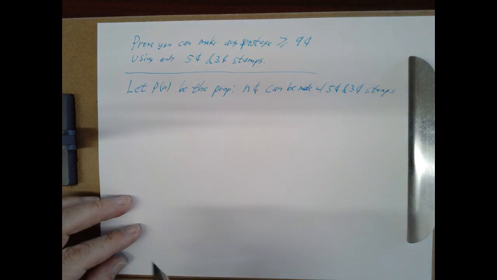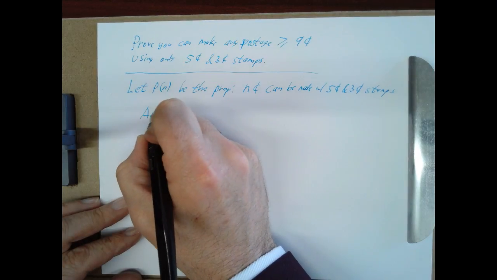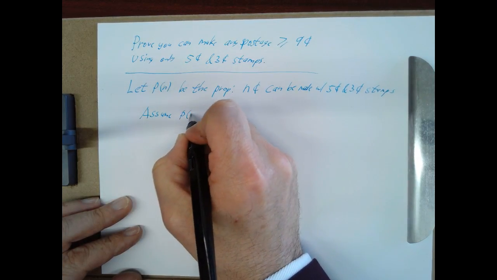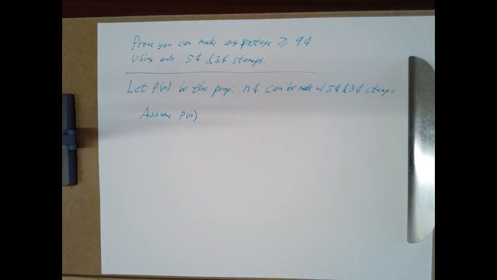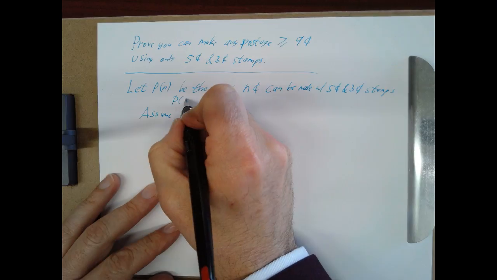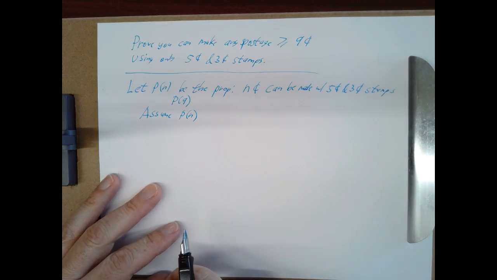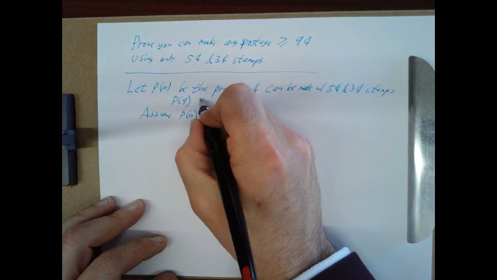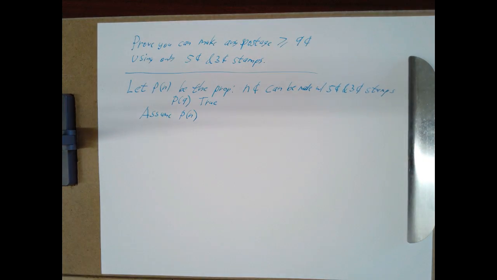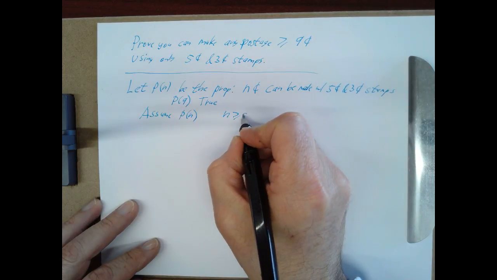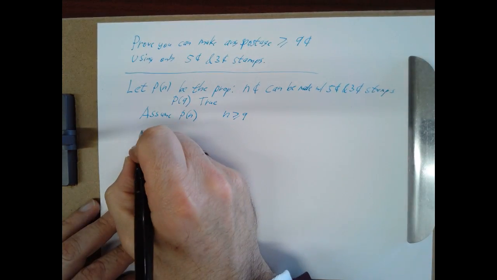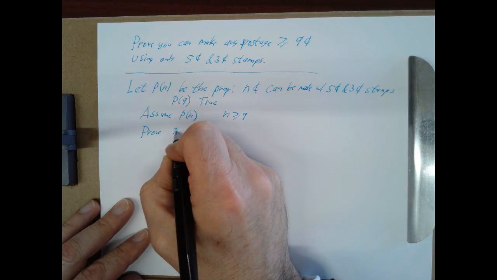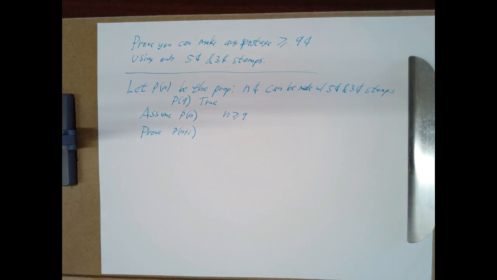So assume P of n. Well, first we need a base case. P of 9 says we can make 9 cents postage using 3-cent and 5-cent stamps, and that's obviously true. We can use 3 3-cent stamps. So that's true. So now let's assume P of n, where n is bigger than or equal to 9, and our goal is to prove P of n plus 1. Okay, that's all we've got to do. Then we can say mathematical induction gives us P of n for all n.